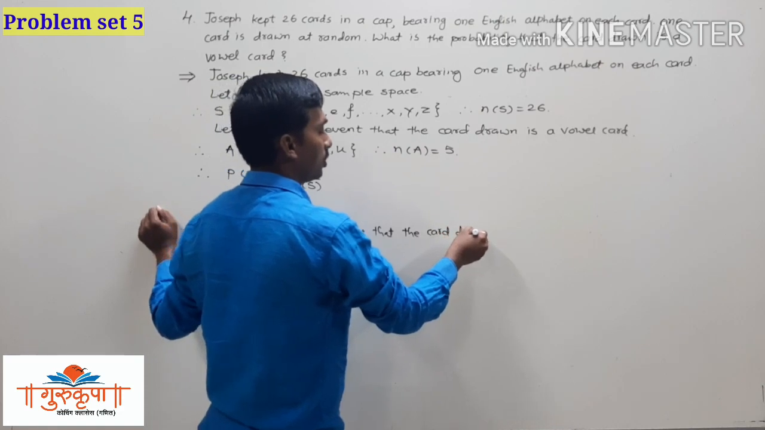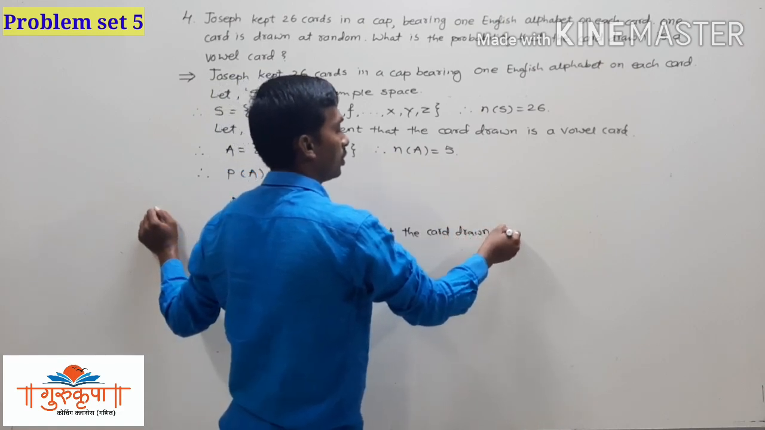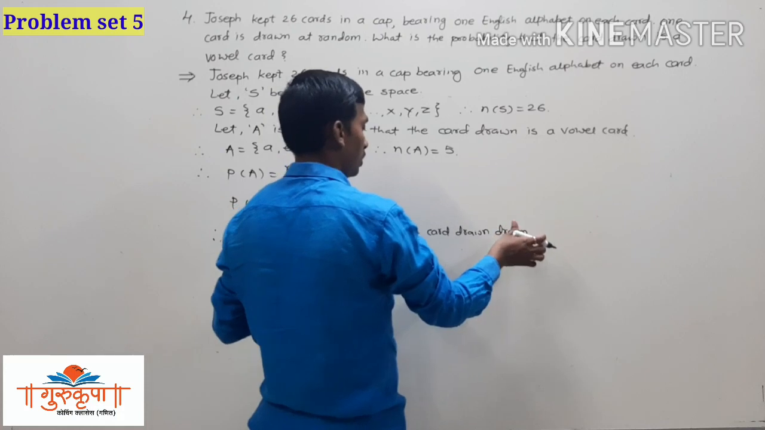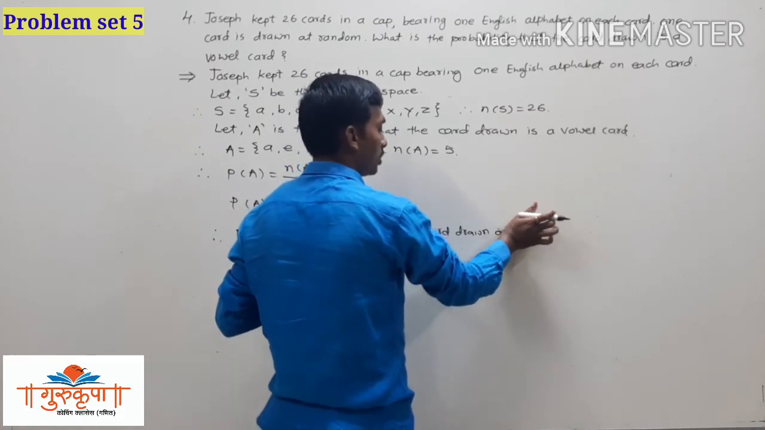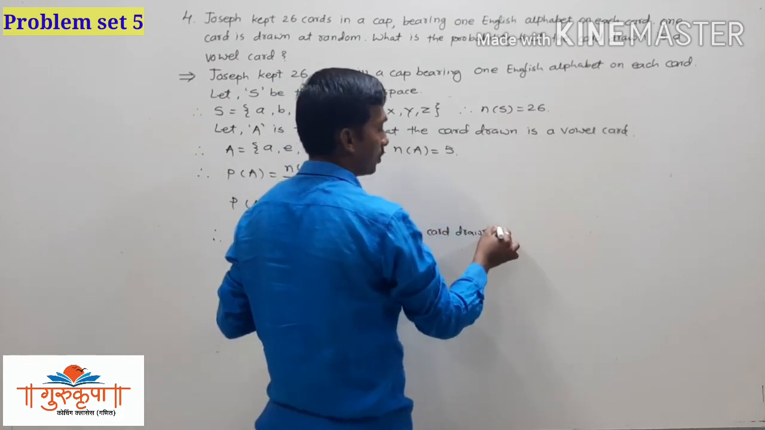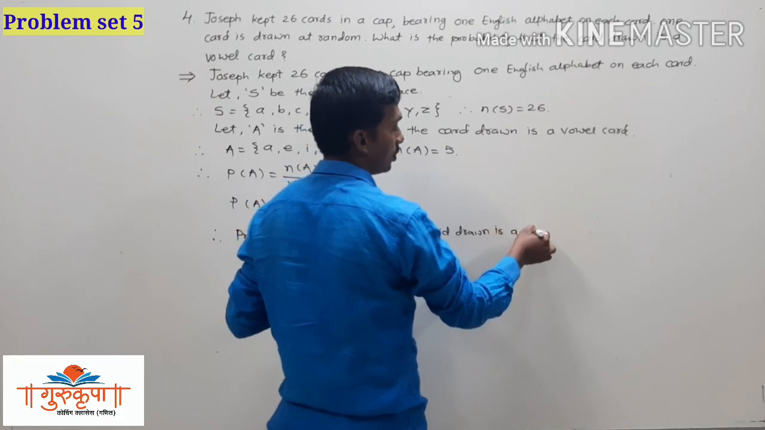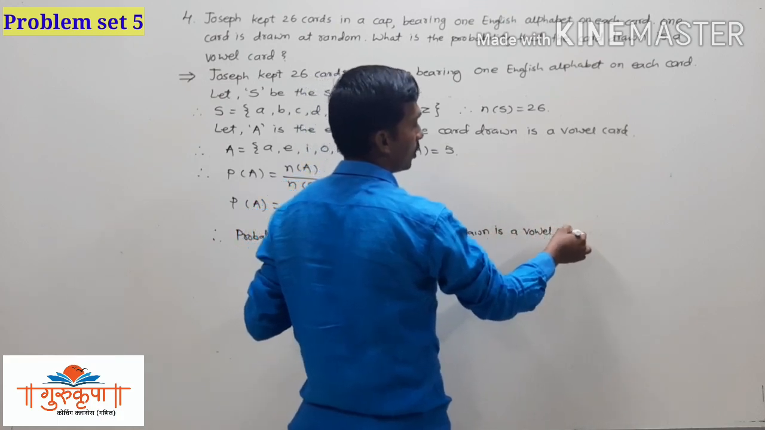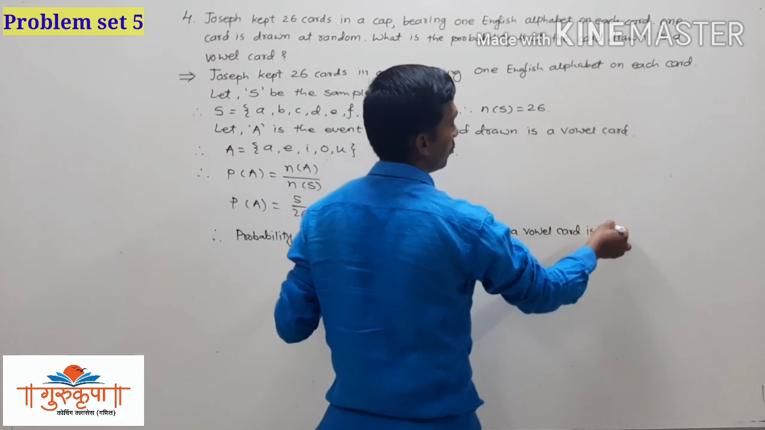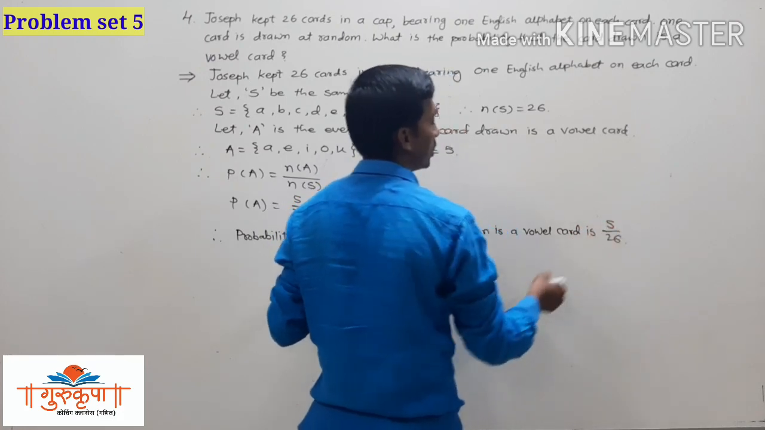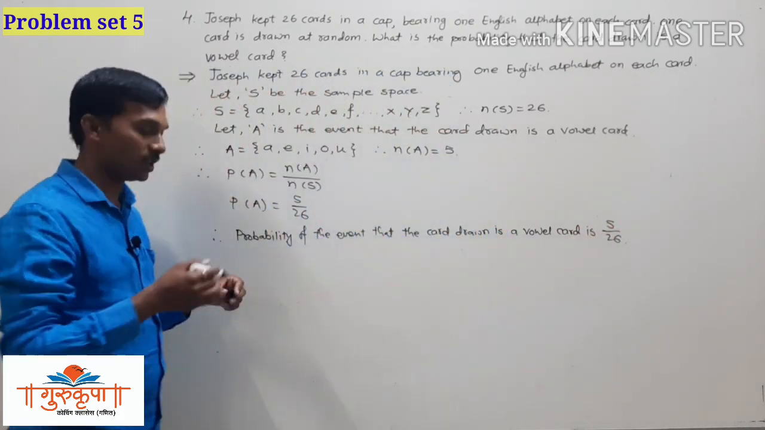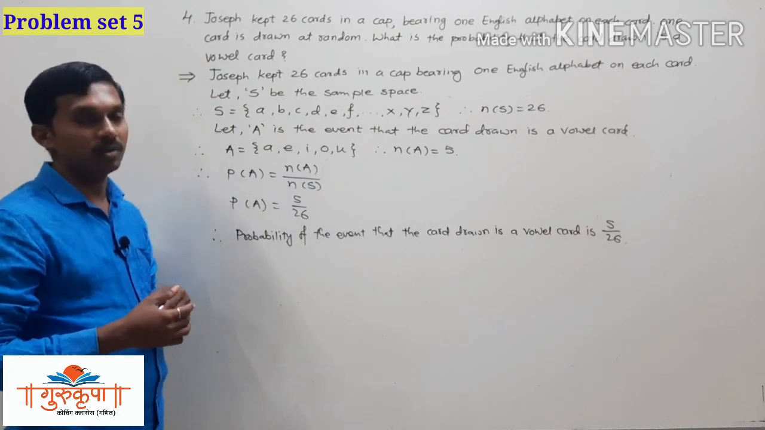The card drawn is a vowel card. The probability is 5 upon 26. We cannot reduce it. That is the simplest form of the fraction or the ratio.